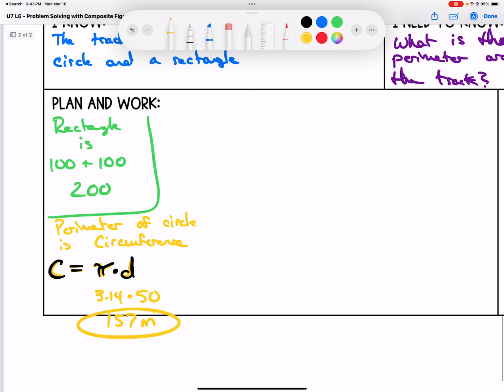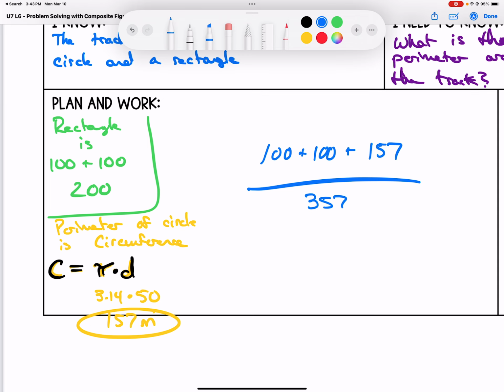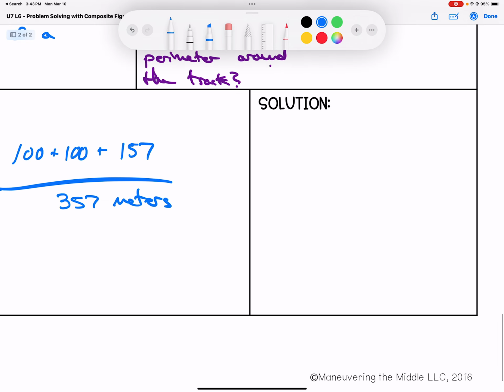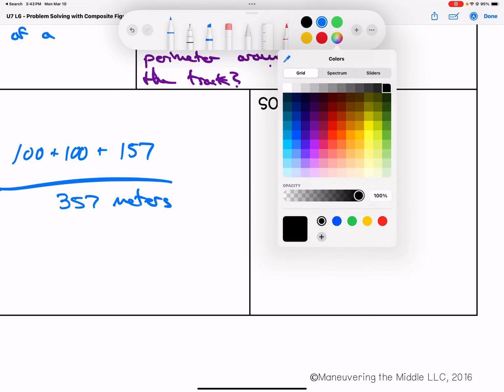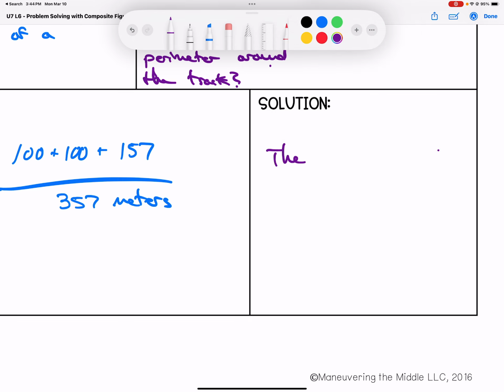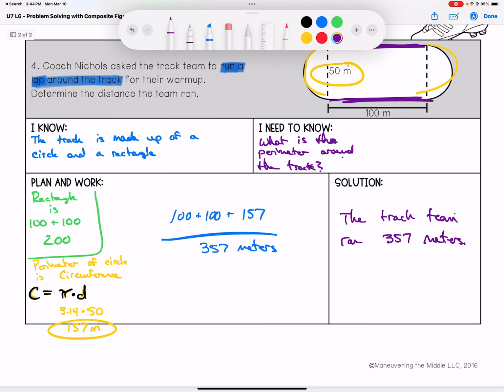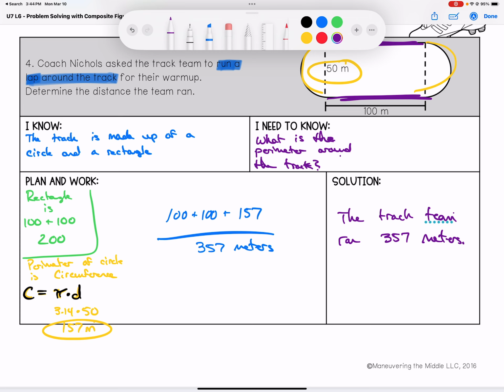Okay? So to answer the question, it would be 100 plus 100 plus 157. Okay? And when you add all of those up, you're going to get 357 meters. So to answer the question, the track team ran 357 meters. Zoom out so you can get all that goodies.